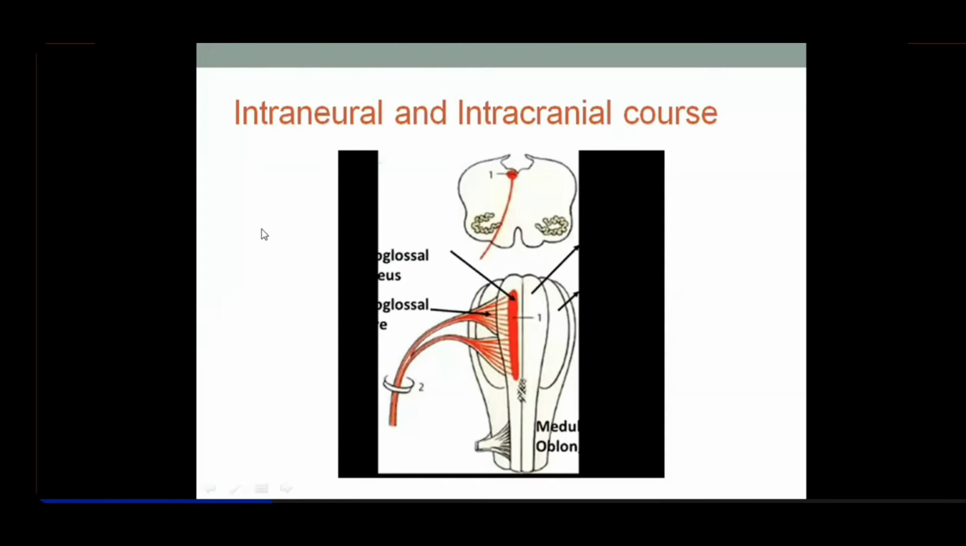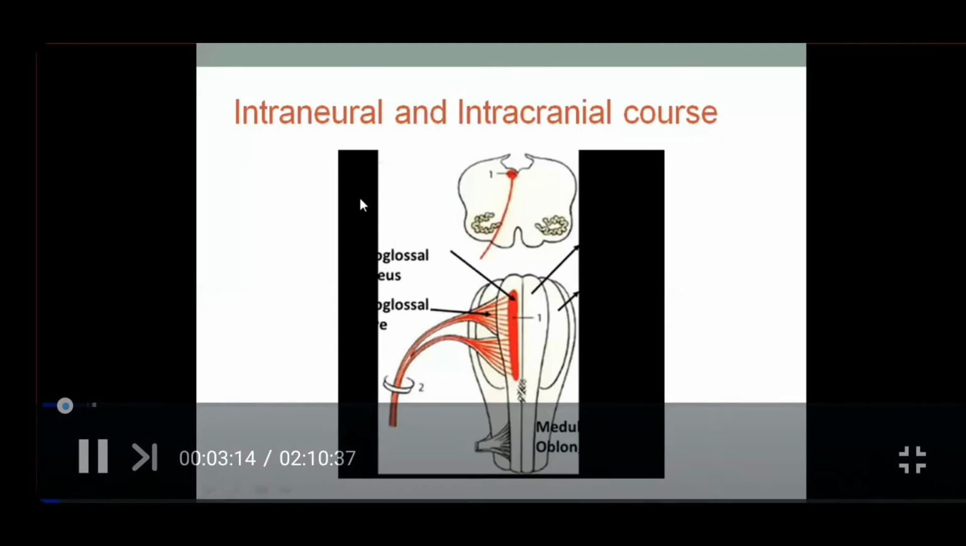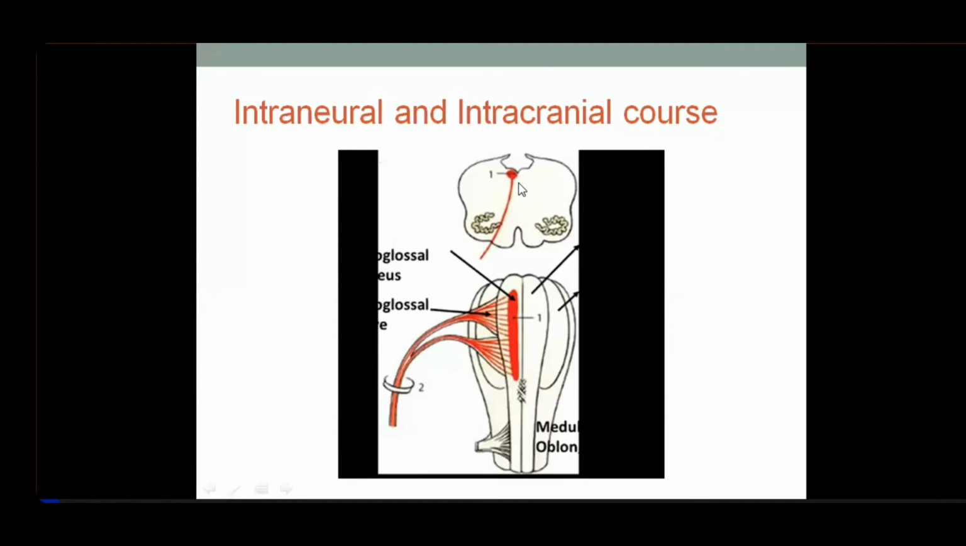Now look here, intraneural and intracranial course link. Then the intraneural course is important here. You can say here that this I have already taught you, and this portion here is the length of the hypoglossal nerve nucleus. I told you they were arising by around 10 to 15 rootlets from the anterolateral sulcus between the pyramids and olives, and the two of them were running behind the vertebral arteries.